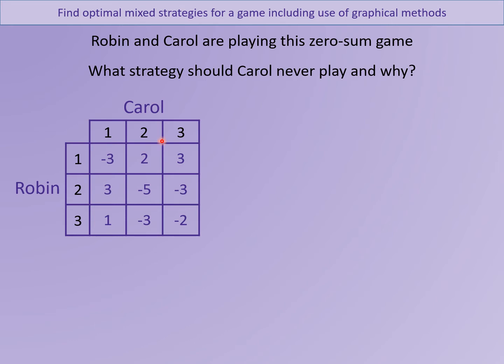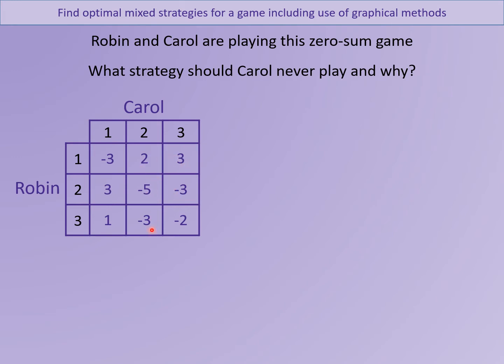Let's compare Carol's strategy 2 and 3. Now strategy 2 means that Carol would have lost 2. Or if she played strategy 3, she would have lost 3. So losing 2 was better than losing 3 if Robin had played their strategy 1. What about if Robin played their strategy 2 though? Well, in this one, Carol would have won 5, whereas on this one, she would have only won 3. So winning 5 is better than winning 3. Losing 2 was better than losing 3.